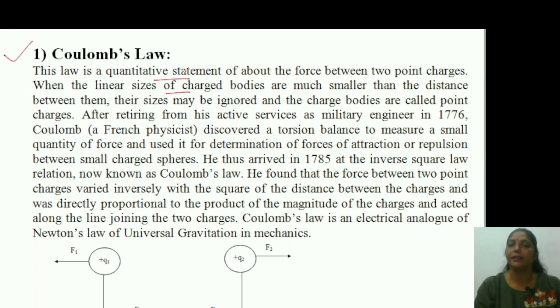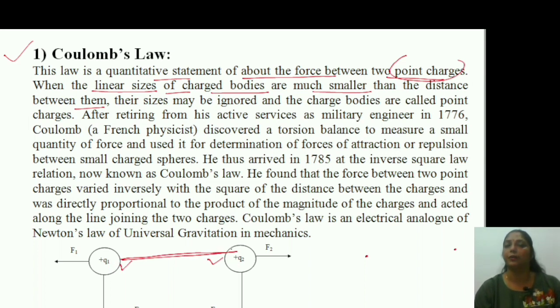This law is a quantitative statement about the force between 2 point charges. Actually, this law gives the force between 2 point charges. Suppose there is one charge Q1 and another one is charge Q2, and this gives a quantitative measurement of the force between these two charges. Now, what do you mean by a point charge? It's written here: when the linear size of charged bodies is much smaller than the distance between them. If the size of these two charges is so small as compared to the distance between them, right? In that case, you can say these two charges are point charges.